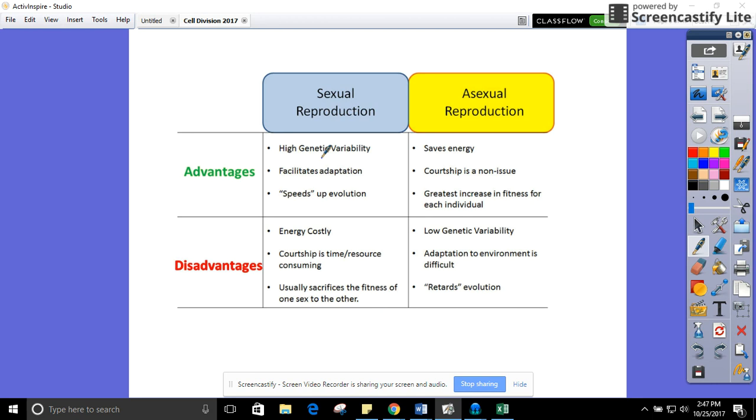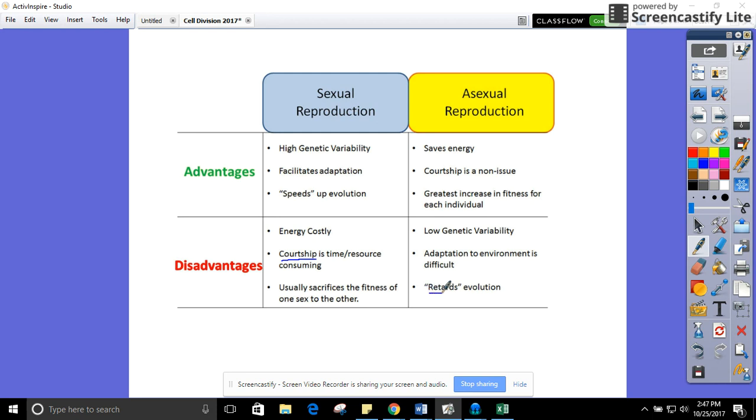And we talked about words like genetic variability. Genetic variability means differences. The word facilitate means it helps it along. So it helps organisms adapt. The word courtship is a common word, but students don't know what that means. Courtship is kind of like dating. So a disadvantage of sexual reproduction is courtship takes a lot of time and is resource consuming. Whereas in asexual reproduction, it's a non-issue.